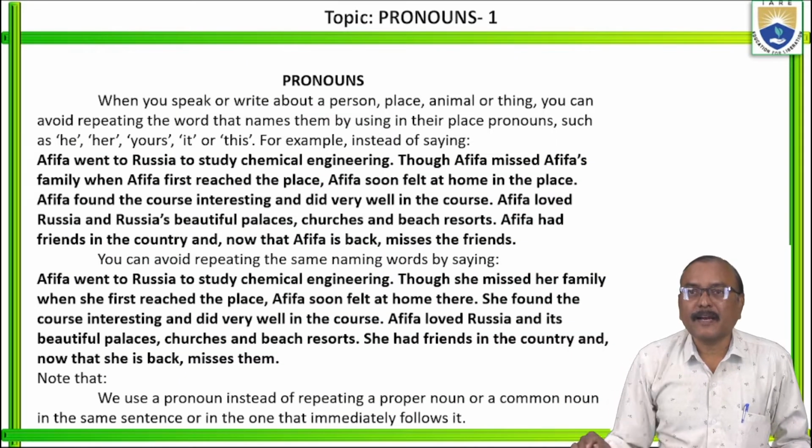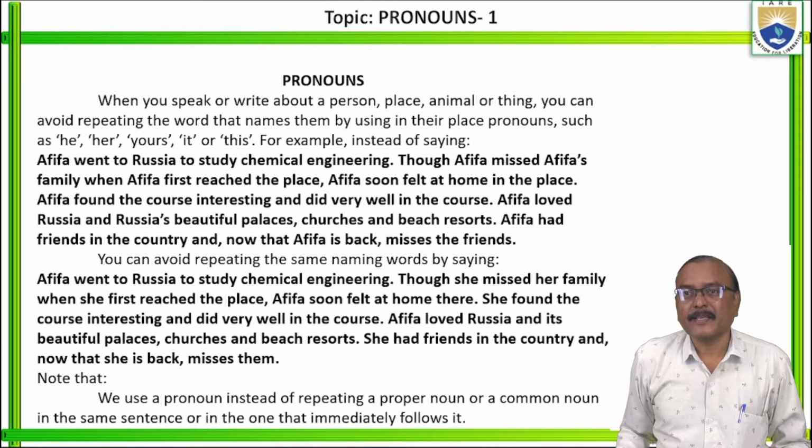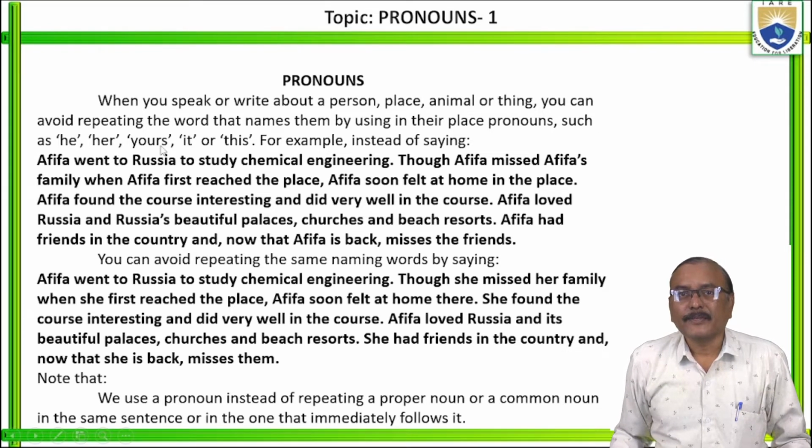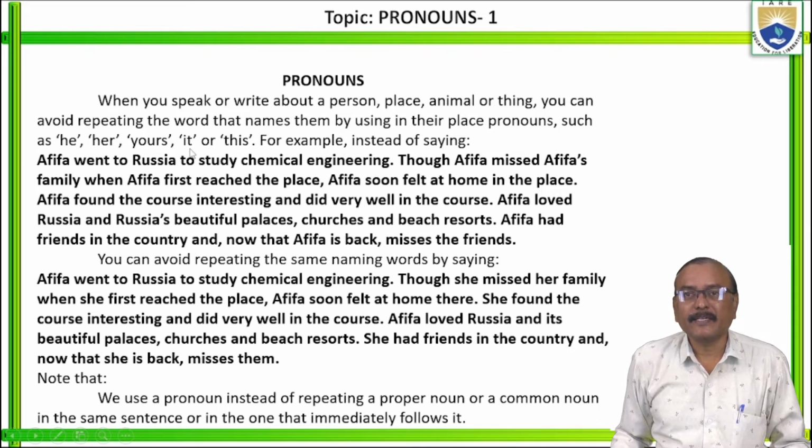When you speak or write about a person, place, animal or thing, you can avoid repeating the word that names them by using in their place pronouns such as he, her, yours, it or this.